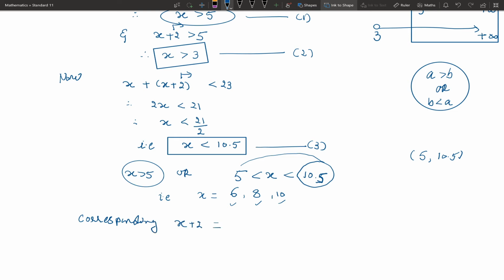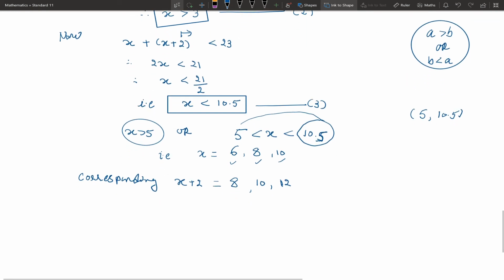If x is 6, then x plus 2 is 8. If x is 8, then x plus 2, 8 plus 2, is 10. And if x is 10, then x plus 2, 10 plus 2, is 12. And therefore the required pairs are 6, 8, 8, 10 and 10, 12.